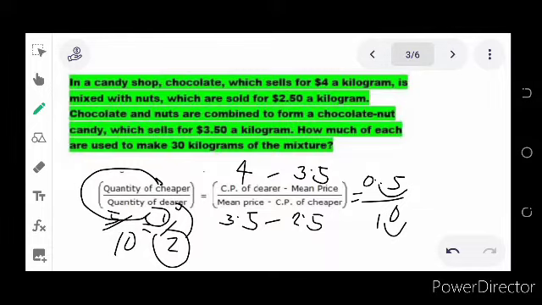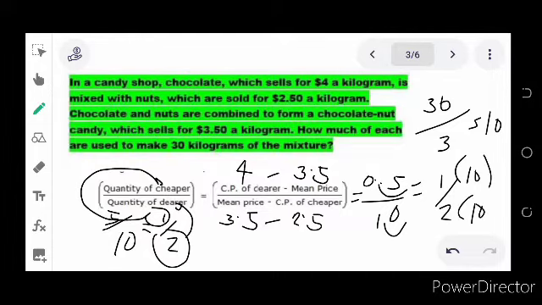So these three parts, one for the cheaper and two for the more expensive one, all in all makes 30 kilograms. So to get each part, divide 30 by 3, that gives you 10. So each part contains 10. So again, ratio earlier is 1 is to 2. To get each part, just multiply by 10. This gives you 10, and the other one is of course 20.